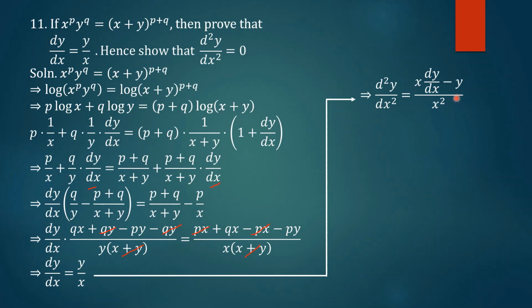So if you put y by x, x is cancelled, and so it is y minus y, which will be equal to 0. So you just write x into y by x is equal to y, x cancels, so y minus y equal to 0. So d2y/dx2 will be equal to 0. So that completes the solution of the problem.